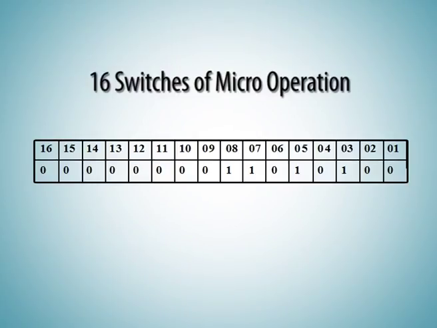For example, in a particular micro operation, if out of 16 switches, we want switches number 3, 5, 7 and 8 to be kept on and all other switches to be kept off, then the 16 bit number would look like this, showing that out of 16 switches, 3, 5, 7 and 8 are on. That means, in a 16 bit number we can keep bits 3, 5, 7 and 8 as 1 and all other bits can be kept as 0.